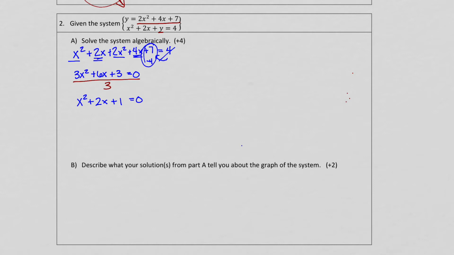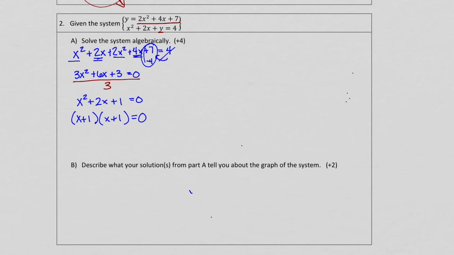Let's see, I could complete the square here. I could use the quadratic formula, but I also see this is factorable, and factoring is just so much faster. Okay, what times what equals 1 but adds to 2? Well, 1 times 1 is 1, and 1 plus 1 is 2. So I really have (x plus 1) times (x plus 1). That was a perfect square trinomial, which makes it (x plus 1) squared equals 0.